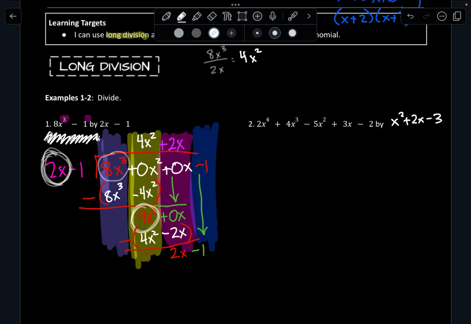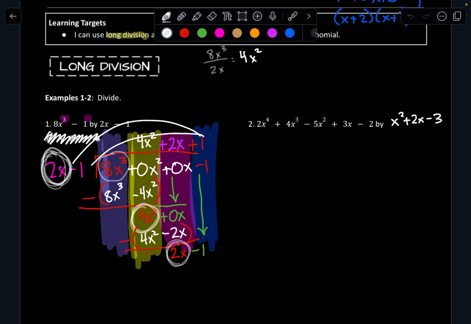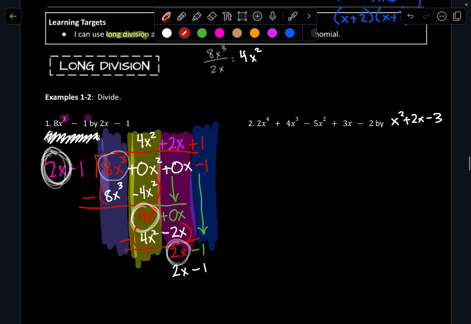Now, we look at the first term and the first term. 2x times what gives us 2x? Well, it would have to be 1. And it would be a positive 1. So now we go boop, boop, multiply by both things. 1 times 2x is 2x. 1 times negative 1 is negative 1. When you subtract those, we get 0, a remainder of 0.